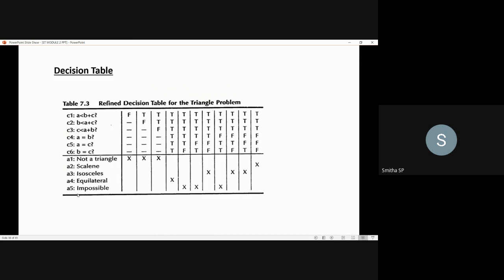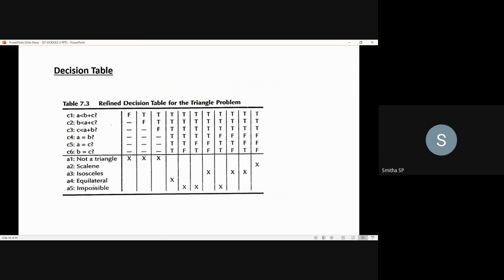And if it is forming a triangle, what kind of triangle it is that you have to solve. That is what your triangle problem states. So to check whether the three sides are forming a triangle or not, we know that there is a condition for that.